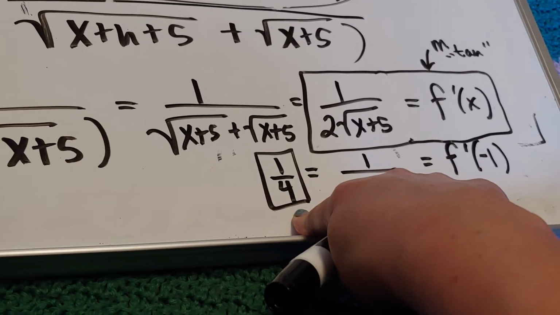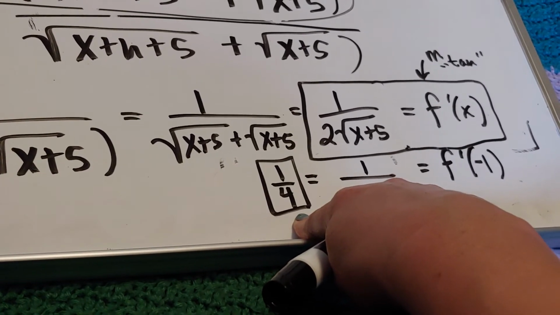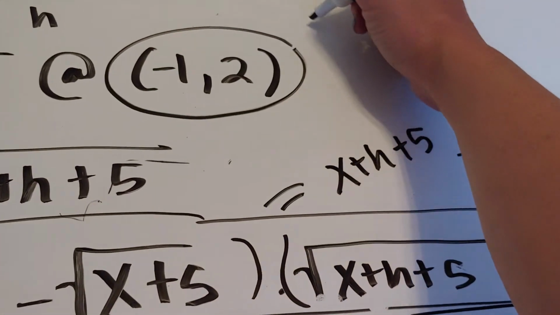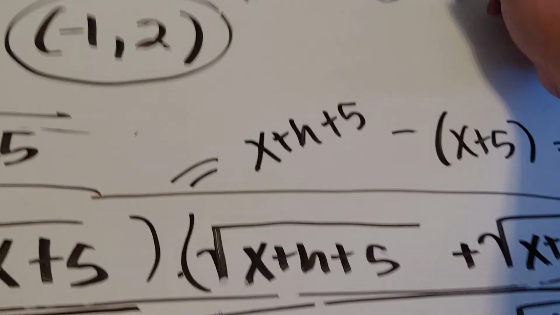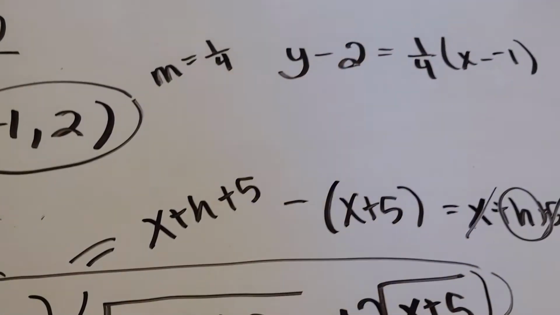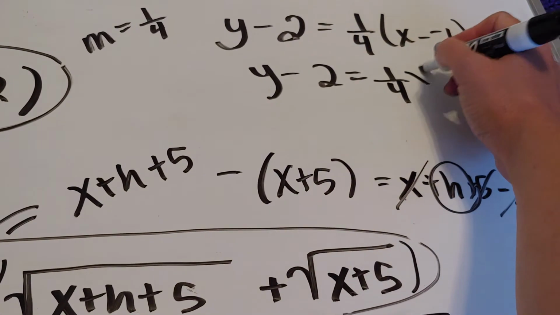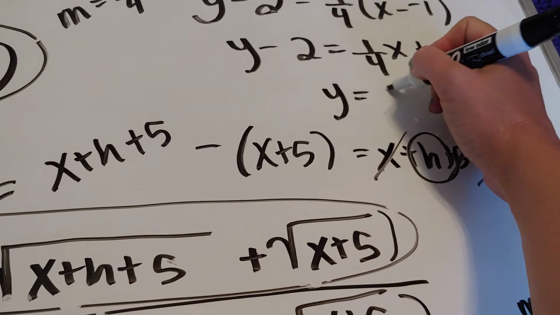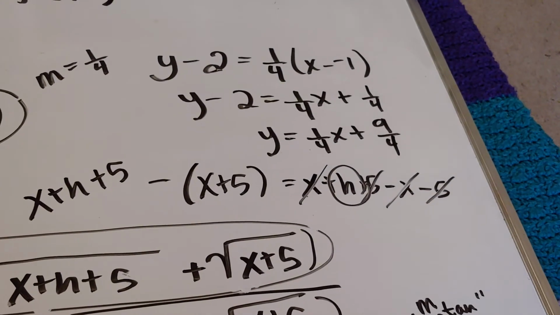Okay, now, what happens if they want me to find the equation of the tangent line? Oh, dude, that's easy peasy. Once I have this slope, if they ask me about the equation of the tangent line, I would take this point and my slope 1/4, and I would plop it into point-slope form. Boom. That would be my answer.